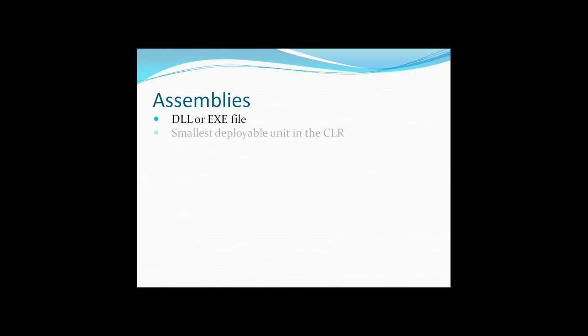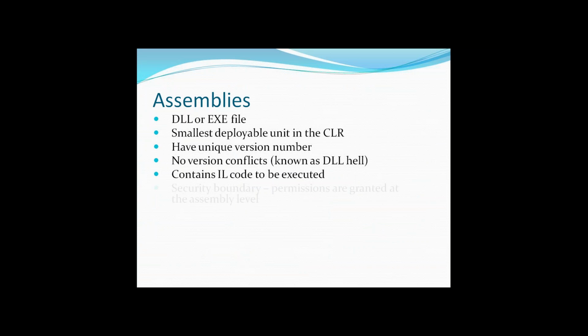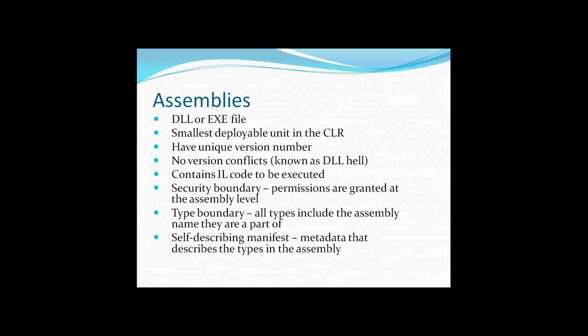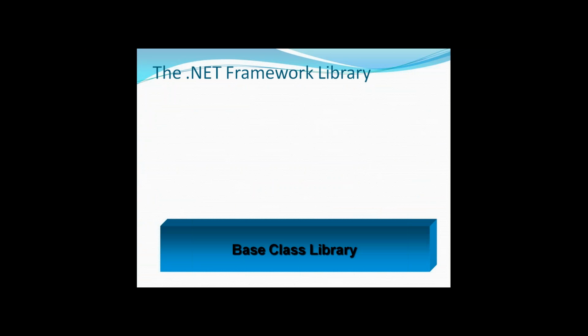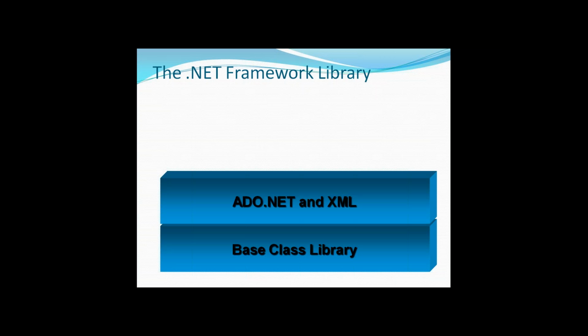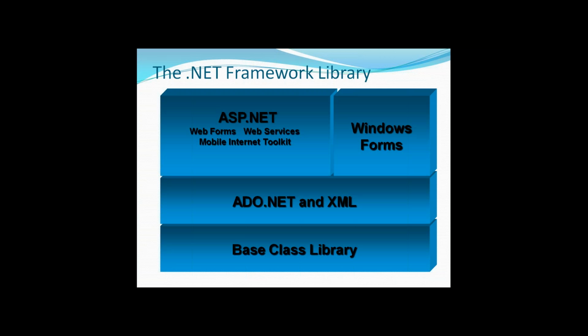So now what is an assembly? Assembly is nothing but a collection of DLL and exe files. It's a single deployable file. These all points we already covered. Fine. Now the .NET Framework class library, base class library, and above that ADO.NET, XML, ASP.NET and Windows Forms.